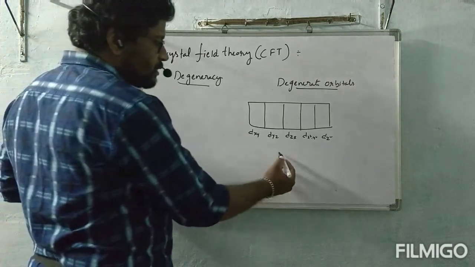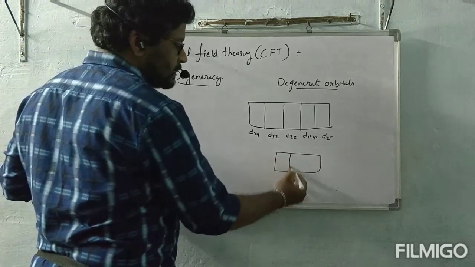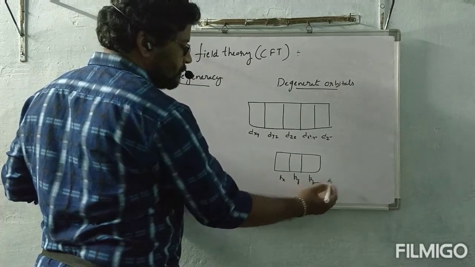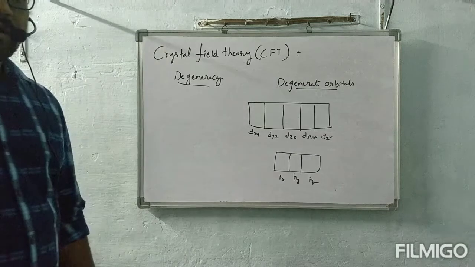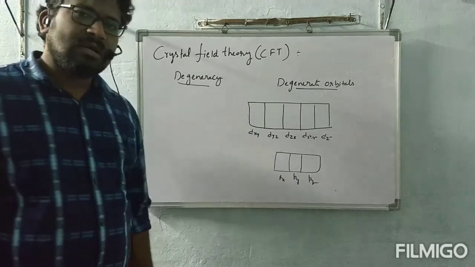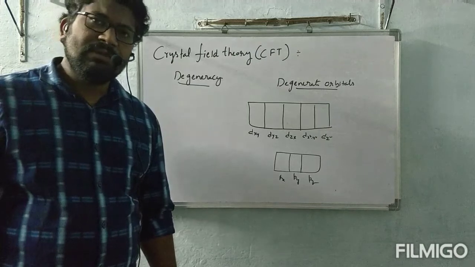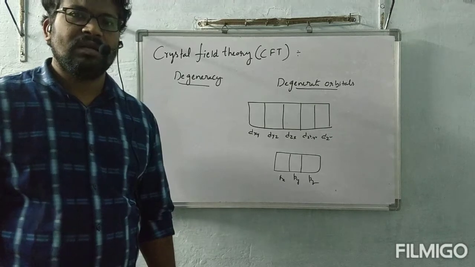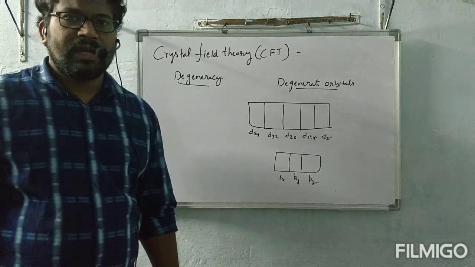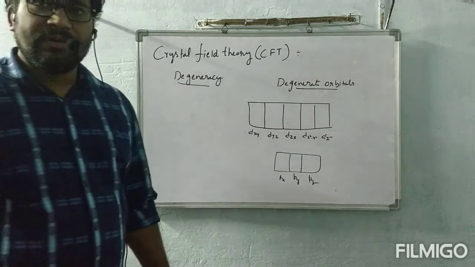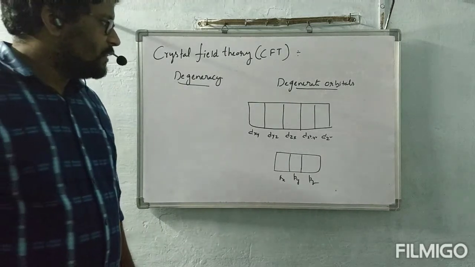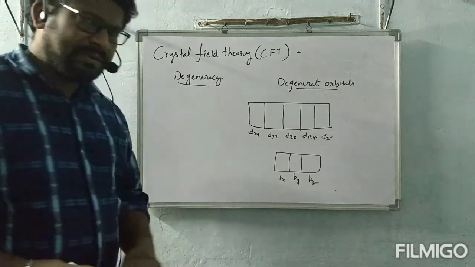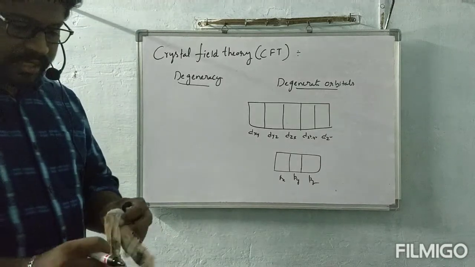Another example, the 3 p orbitals: px, py, pz. These are examples of degenerate orbitals, and the property is called degeneracy. Even if you take f orbitals, all 7 f orbitals are degenerate orbitals. Are you clear about degenerate orbitals and degeneracy? Now next we have to know the structures of these 5 d orbitals. Already you know, but one more time I am going to draw that. Let us see.